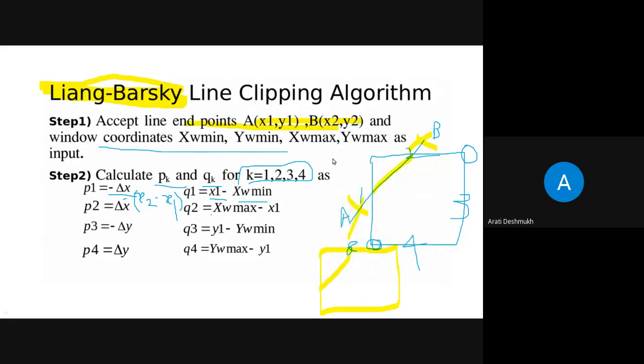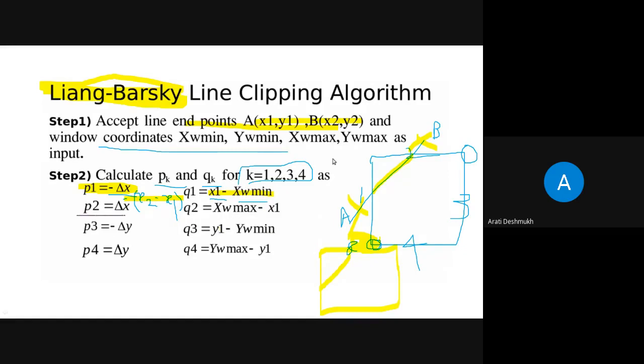So P1 is equal to minus delta x, so minus (x2 minus x1). And Q1 is x1 minus xw minimum. Where is the xw minimum? This one, this is the xw minimum. So x1 minus xw minimum. We just have to find out the values.